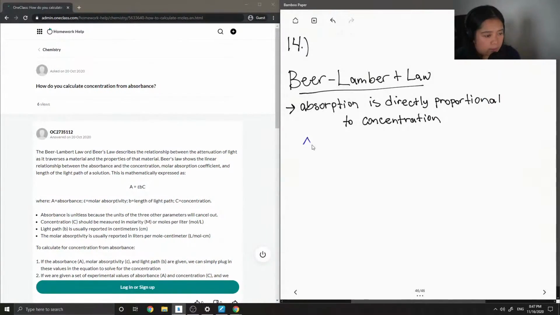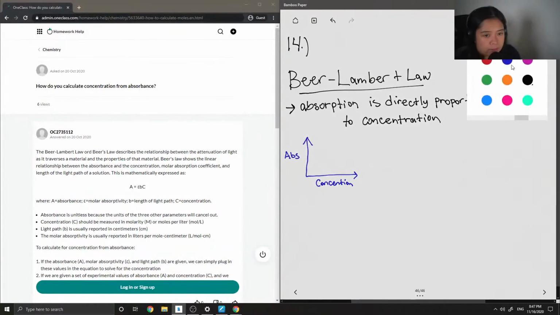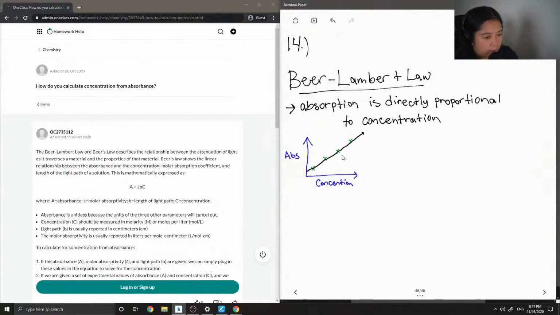So let's say I had a simple graph and I had concentration as my x-axis and absorbance as the y. And if we were to plot the absorbance values of a species that increased in concentration, you'll kind of get something that looks like this. And then if we were to plot this and show the line of best fit, you get a straight line going up.